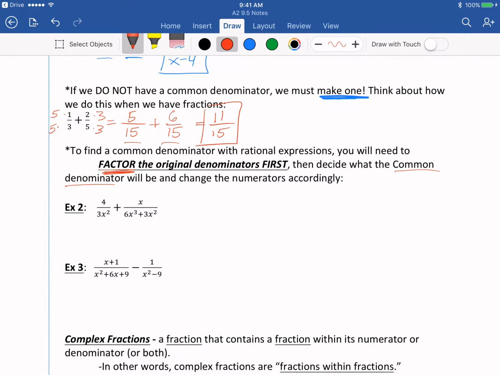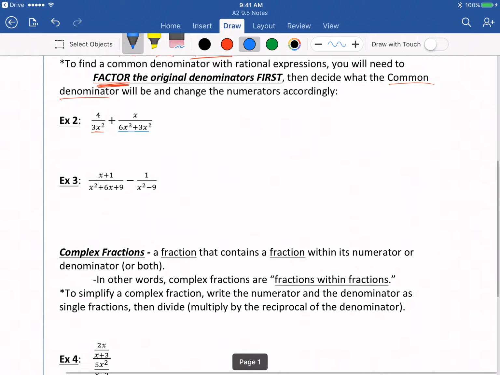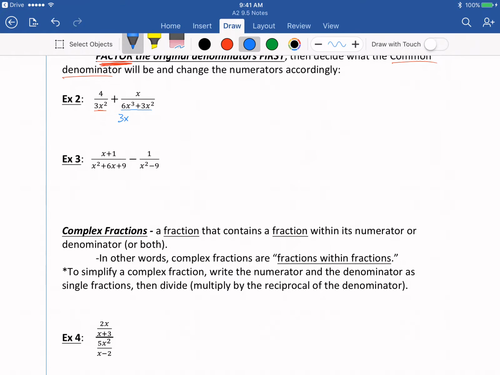If I look at example number 2 here, I look at these denominators. I can't factor that 3x squared at all. But I can factor this 6x cubed plus 3x squared, by taking a 3x squared out of both of those. If I take a 3x squared out of 6x cubed, I'm going to end up with 2x plus 1. So I factored that out. Now I have to look, what's going to be my least common denominator? I have 3x squared, that's in both of them. But this one over here just needs that 2x plus 1.